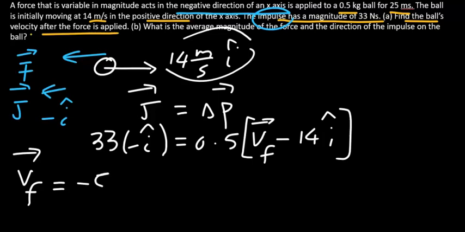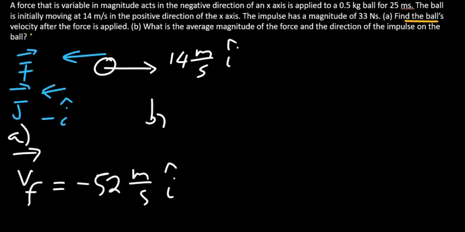Turns out to be minus 52 meters per second i hat. So the magnitude is 52 meters per second and the direction of the velocity is along the negative x-axis. So that is the answer for part A. Now let's do part B.